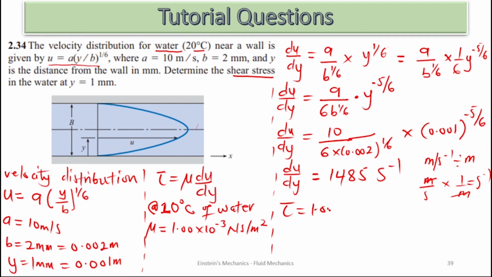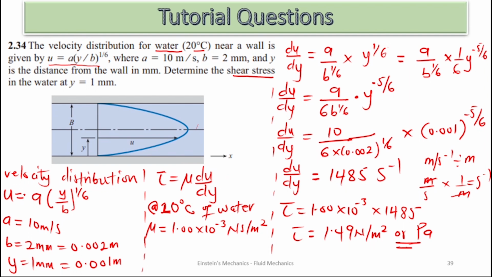Which is 1.00 times 10 raised to the power negative 3 multiplying the strain, which is 1485. And my shear stress is giving us 1.49 Newton per meter square, or Pascal. Are we good? So this is how we go through it.